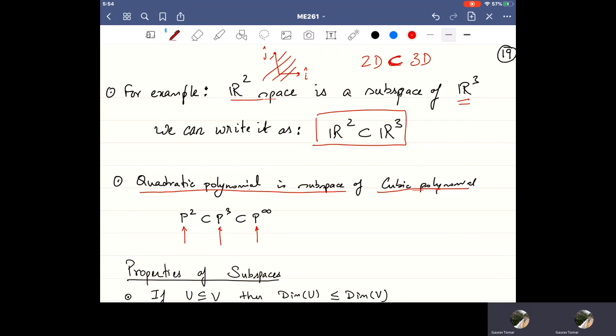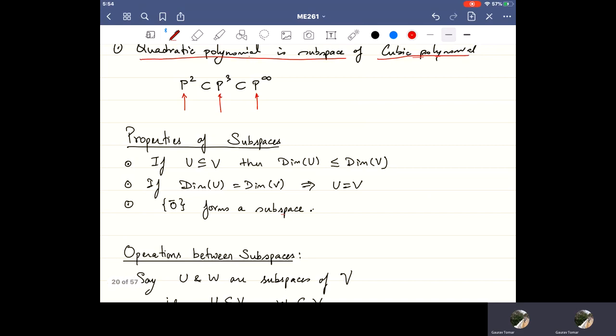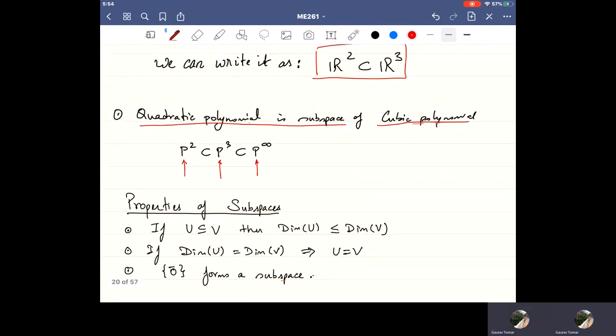Okay. Now you can list down the properties of subspaces. These are the three important ones that I've listed down here. If U is a subspace of V, then the dimension of U would always be less than or equal to the dimension of V. That's given because the number of linearly independent vectors required to construct the subset is going to be smaller than what would be required for the bigger set. That is what gives us this property: the dimension of U is less than or equal to the dimension of V.